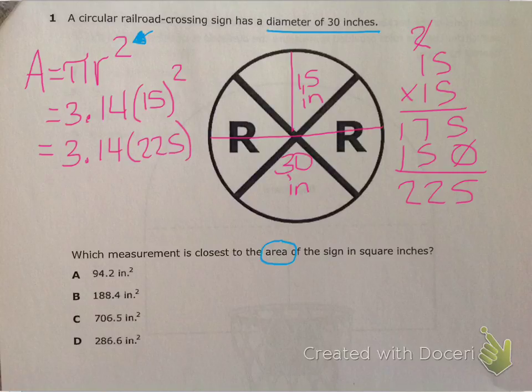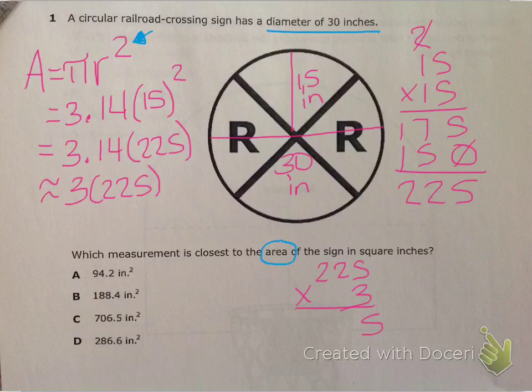And I'm just looking at my answer choices. They're all really far apart. So what I'm going to do is say that's about the same as just 3 times 225. And then I'm just going to know that the actual answer will be a little bit bigger than what I'm about to get because I'm using 3 instead of 3.14. So I'm going to do 225 times 3 and get 675. If I look at my answer choices, the only thing even close to that is 706 and a half. So the area of that circle is 706 and 5/10 square inches.